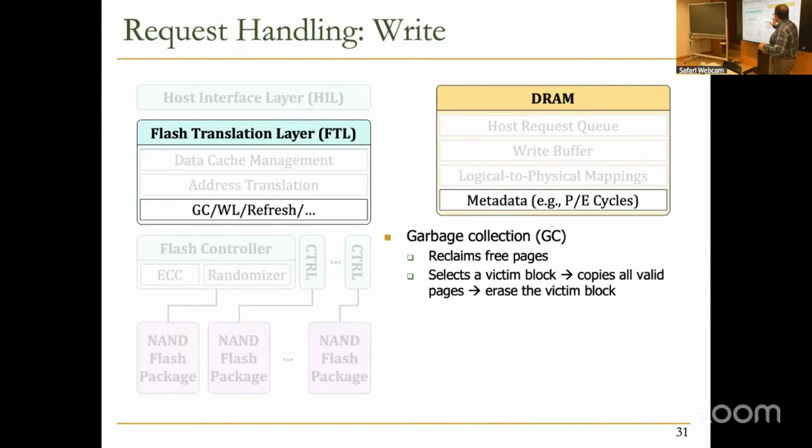So there are a lot of things that we need to do in order to make sure that this flash memory works, like garbage collection, wear leveling, refresh, and so on and so forth. And all these actually need some sort of metadata. For example, the number of program and erase cycles, so how many program erase cycles we have for each block in the flash memory. So this stuff needs to be stored in this DRAM, and then the control process in the storage controller can use this information in order to make decisions.